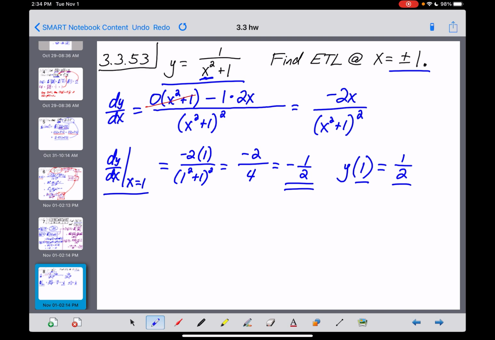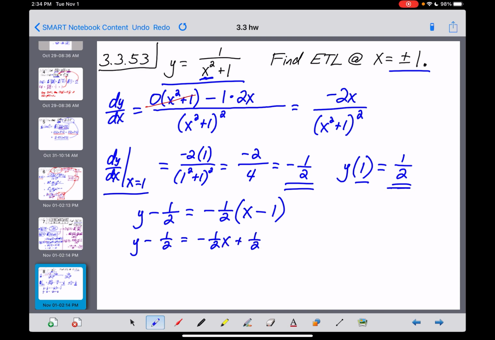So here we go. In point slope form, we're going to go with y minus the y coordinate of the point of tangency, which is 1/2, is equal to our slope, which is negative 1/2, multiplied by x minus the x coordinate of your point of tangency, which is 1. So there's our equation for our tangent line at x equals 1 in point slope form. Let's go two quick steps, and we'll have it in slope intercept. That's going to be a negative 1/2 x plus 1/2.